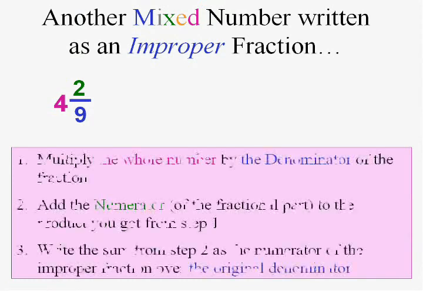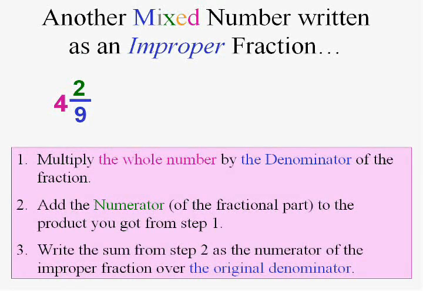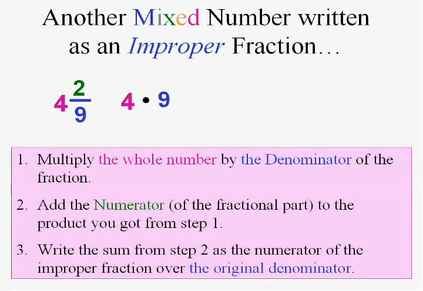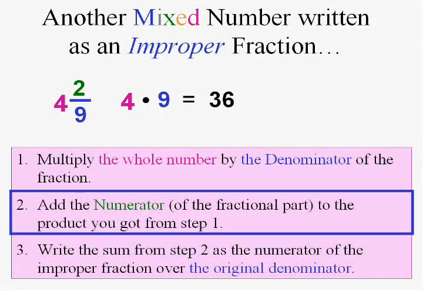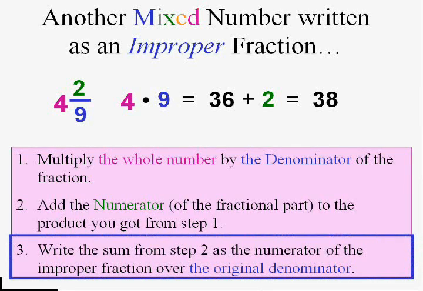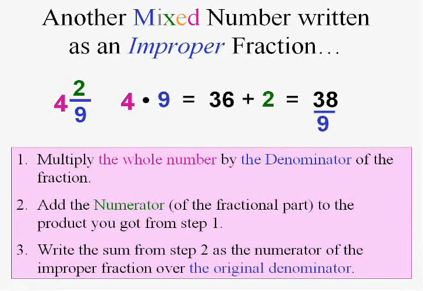We'll do another. Here's the steps. Multiply the whole number by the denominator. Then take that answer and add the numerator. Take that answer and write that over the original denominator. And there's your answer as an improper fraction.